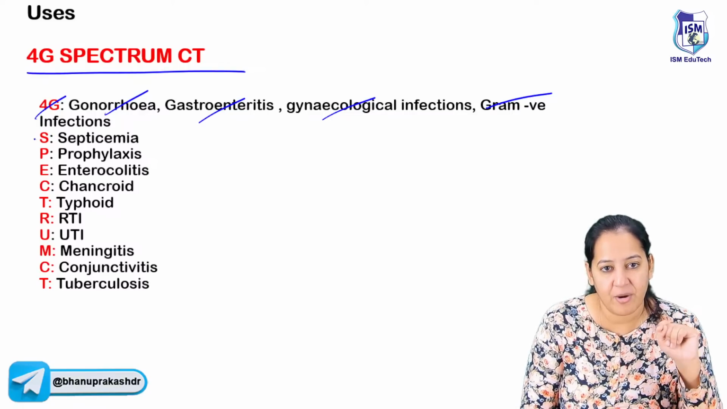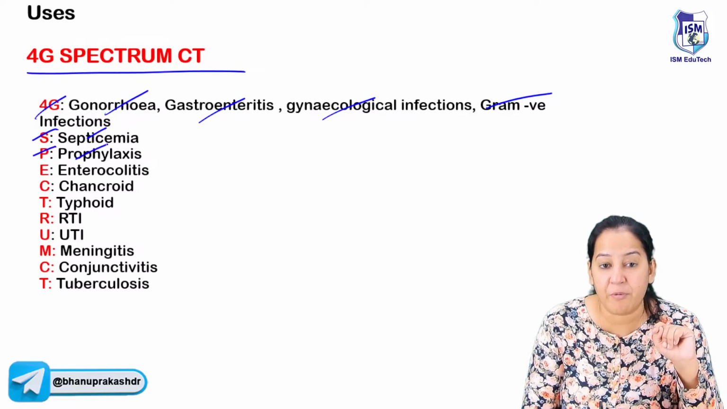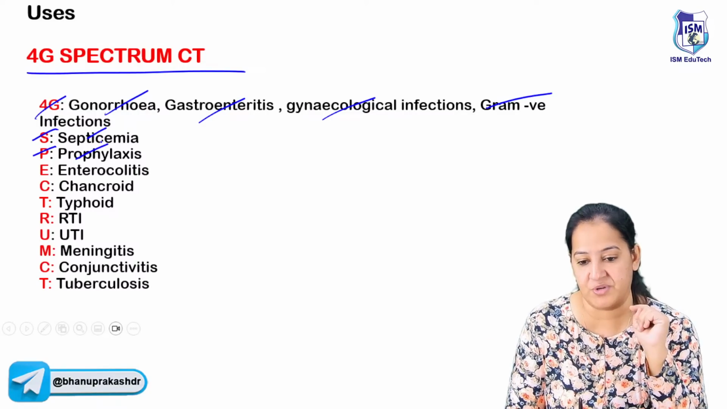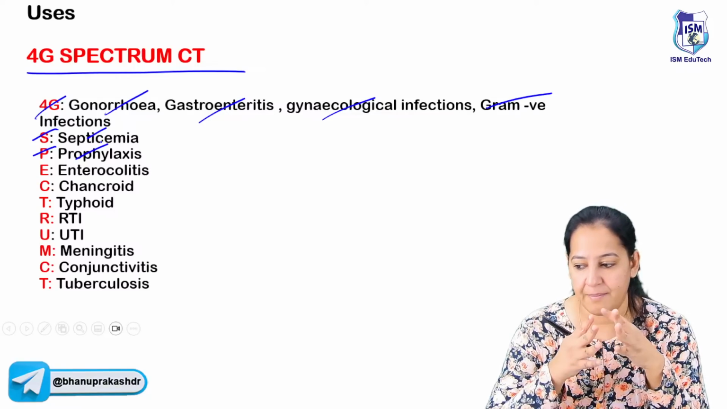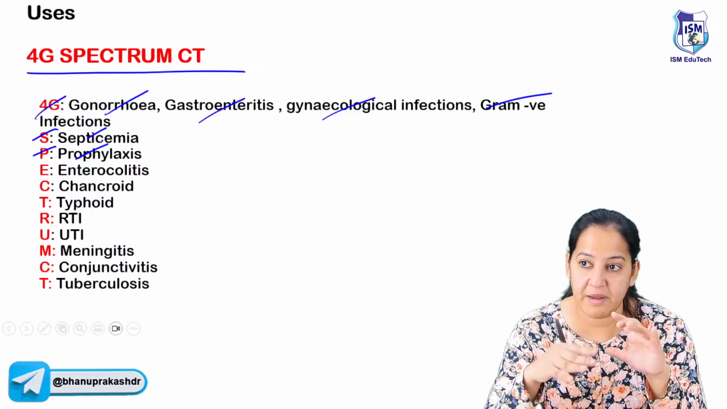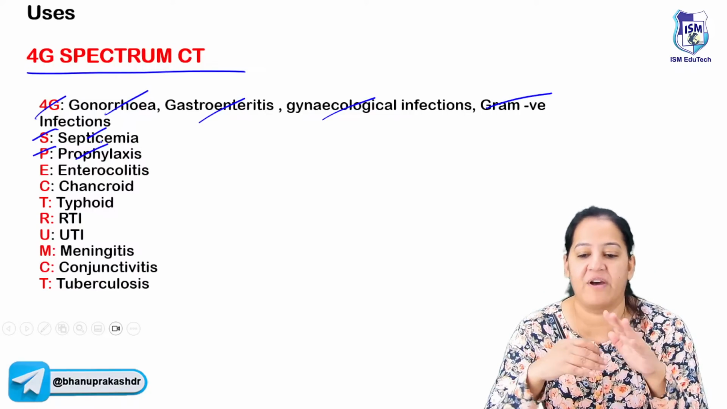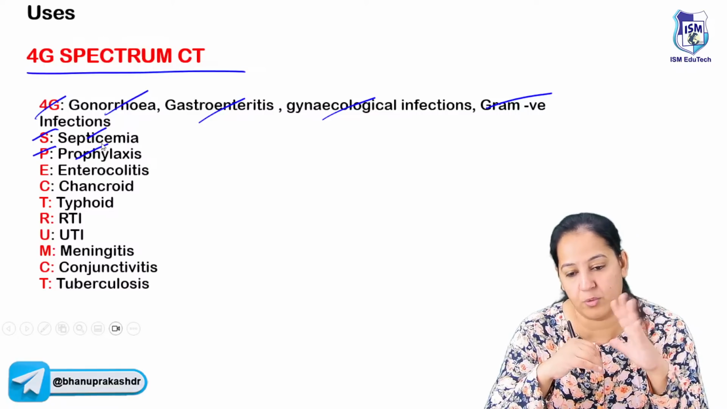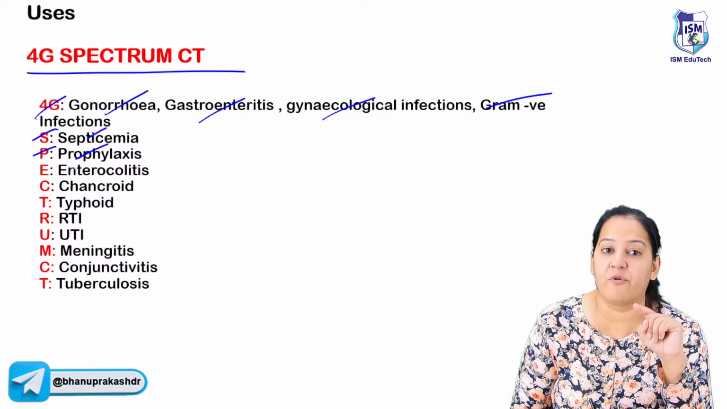4G. In Spectrum, S is septicemia, P is for prophylaxis, I mean prophylaxis before surgery. Now I'm operating on a patient. Before surgery, we give the prophylactic antibiotic, so that if infection is occurring in surgery, the patient is covered. So we give quinolones to the patient for prophylaxis before the surgery.